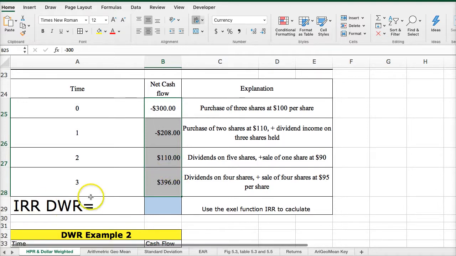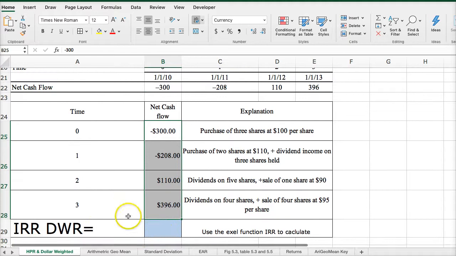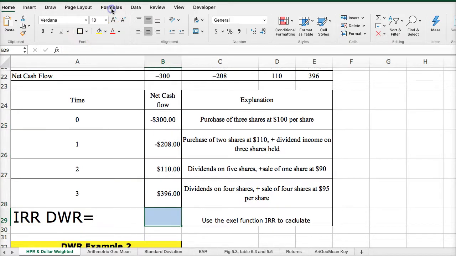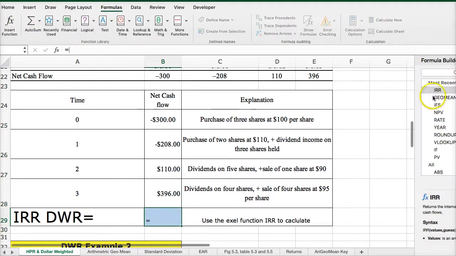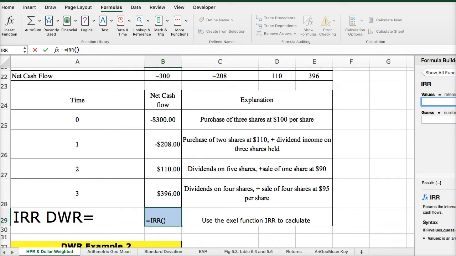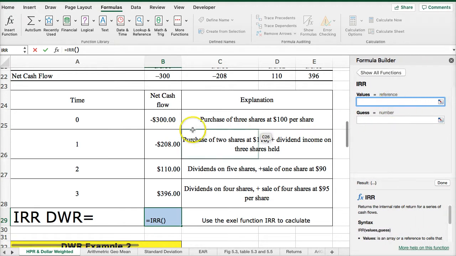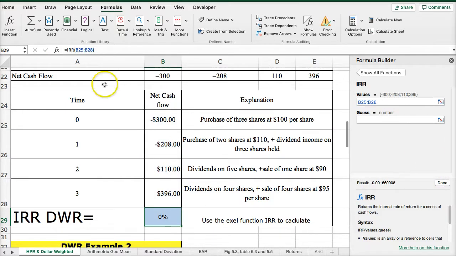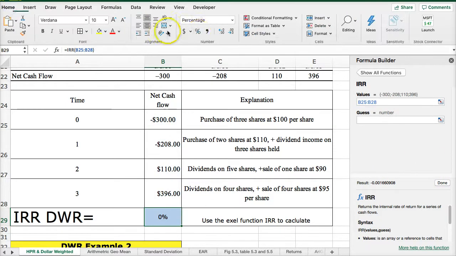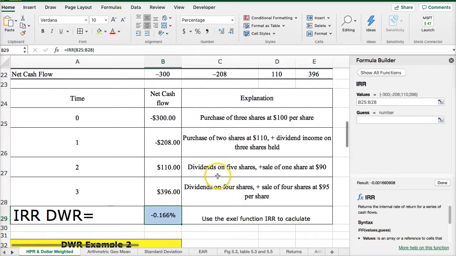So if we want to calculate the dollar-weighted return, we're going to use the Excel function internal rate of return. So I'm going to click on the internal rate of return. Let me just make this a little smaller here so you can see it. And all I have to do is highlight all the cash flows and hit done. And let me format this as a percentage. And the return would be a negative 16%.